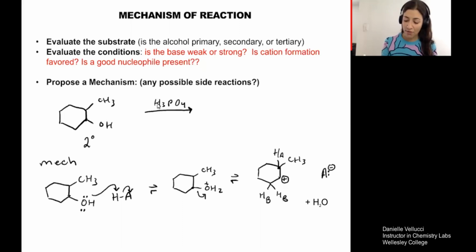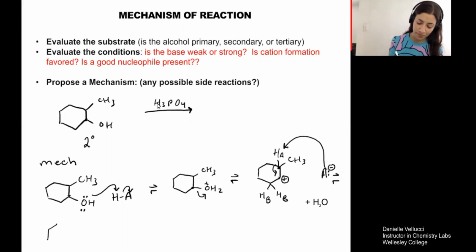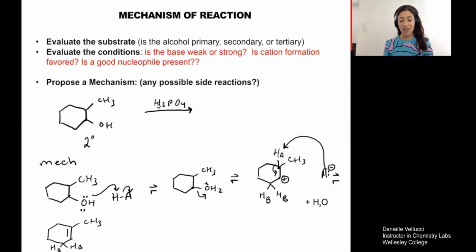Instead, now that we've formed a high energy reactive carbocation intermediate, we can see an E1 elimination mechanism by which this weak base will remove one of the available protons at the neighboring carbon to afford an elimination product. So I've drawn one possibility by abstracting HA.